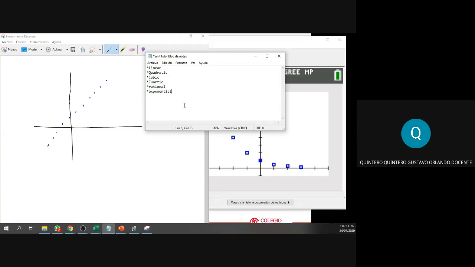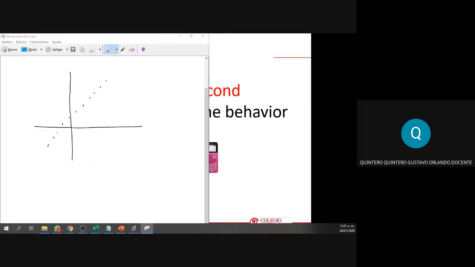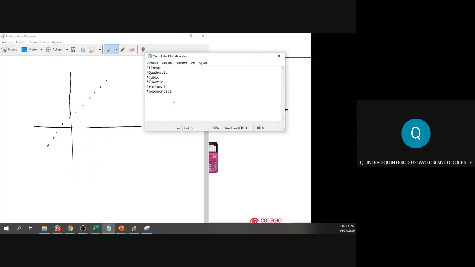Now, guys, please, this step is the hardest of modeling a function. This step number 2, analyze the behavior, is the hardest. All right, is the one in which we can make mistakes. So don't get scared if you make a mistake right now. It is okay to make mistakes.